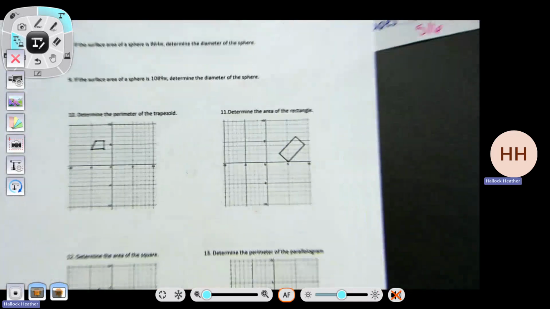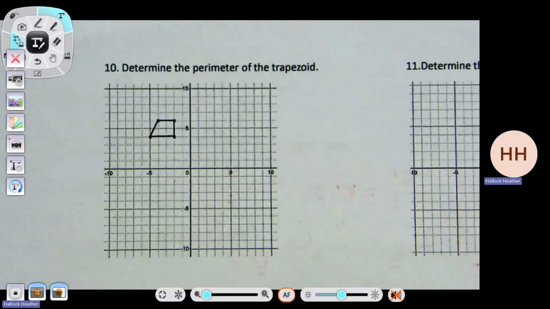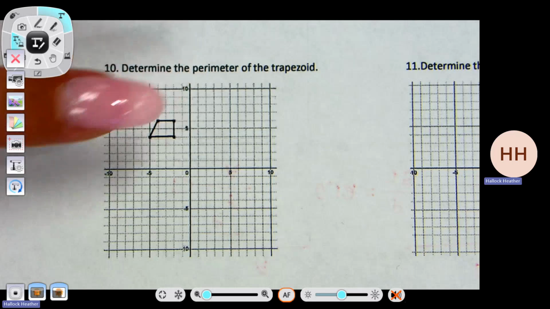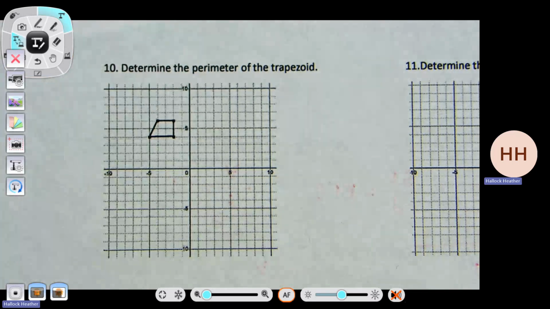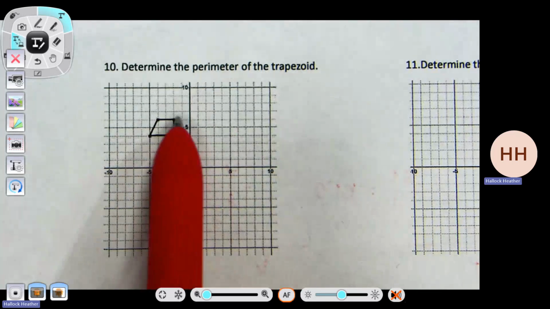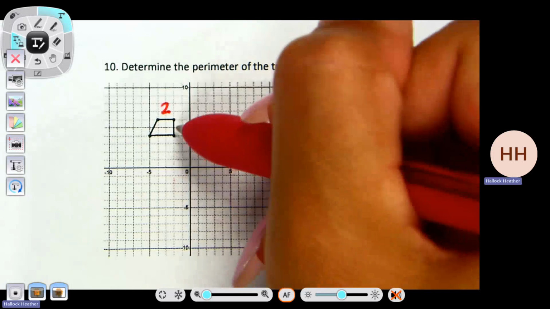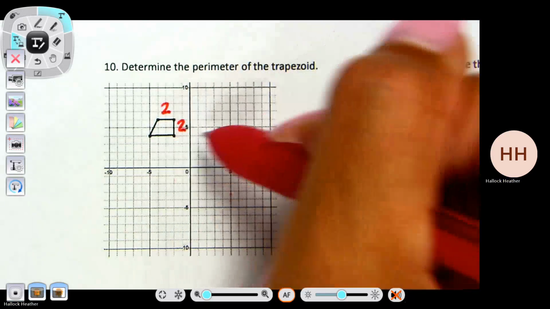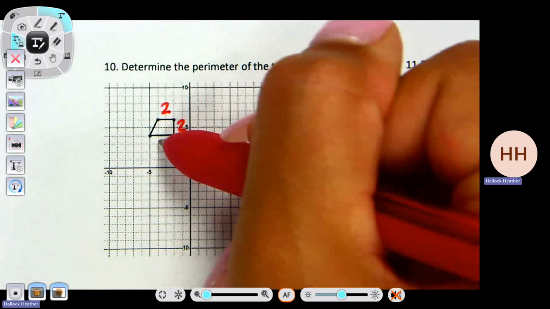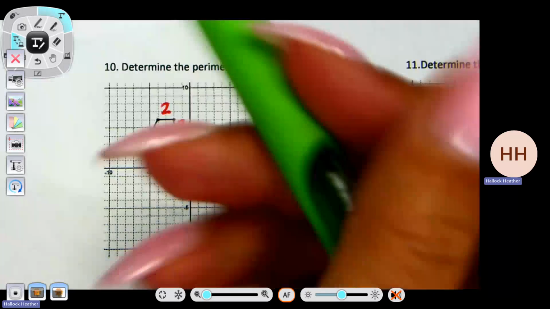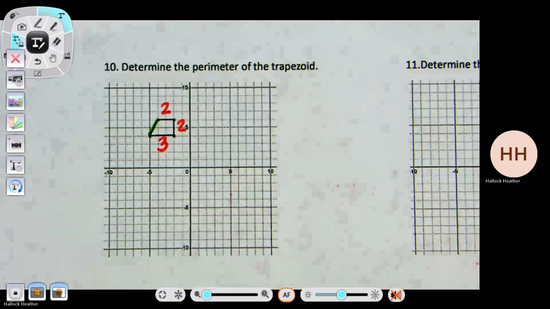So 10 is giving you a shape on a graph. You have to determine the perimeter of the trapezoid. Sometimes it's perimeter, sometimes it's area. Perimeter is where you add up all the sides. Now, the nice thing about this is you have 3 sides that are literally just straight horizontal and vertical, so you can just literally count them. So how much is the top? 2. How much is the side? 2. How much is the bottom? 3. Now you cannot count the diagonal. How do we find the length of the diagonal?